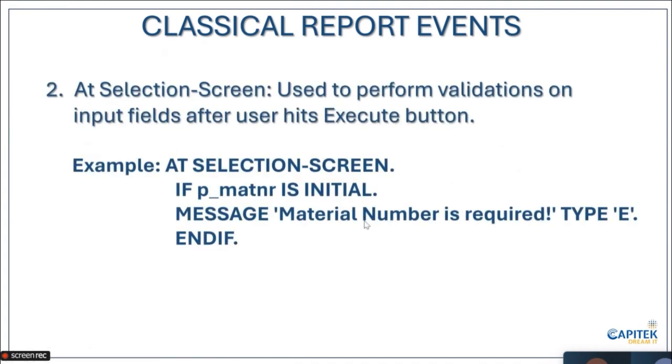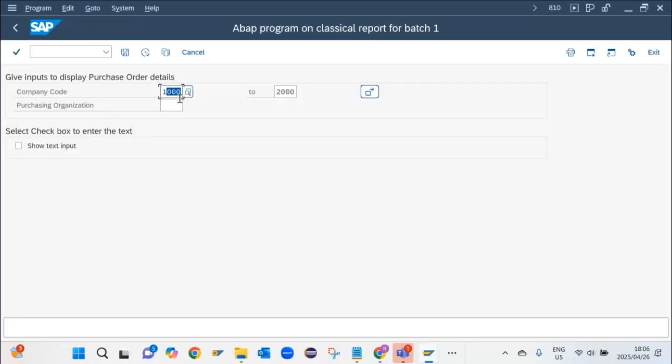The next event is AT SELECTION-SCREEN. When we say at selection screen, this event is used to perform validations on the screen fields. So what do you mean by that? It means you want to perform some kind of validation on this.